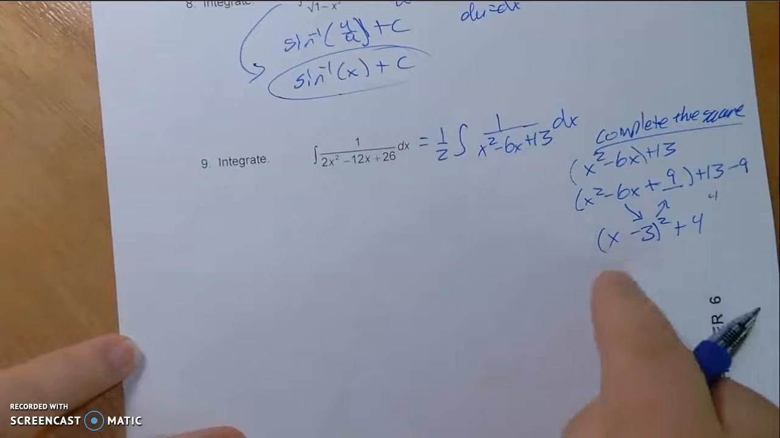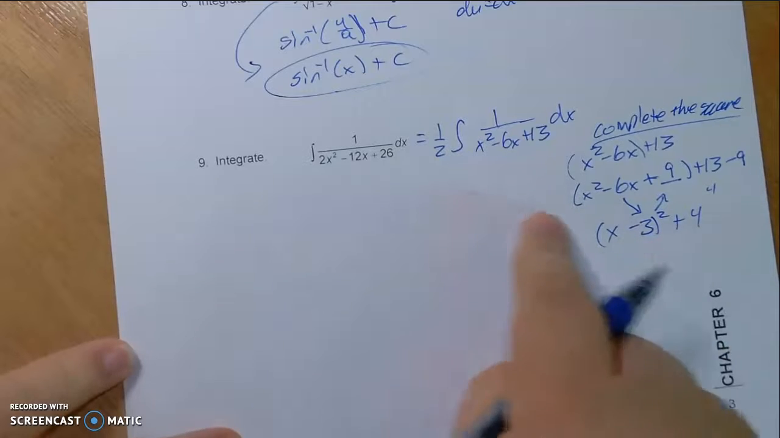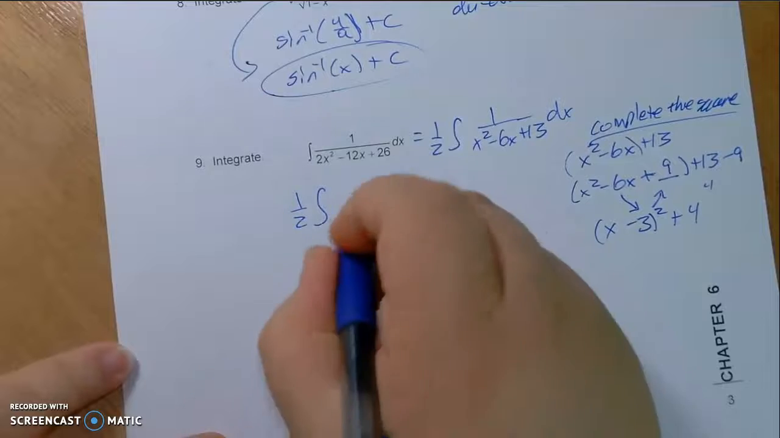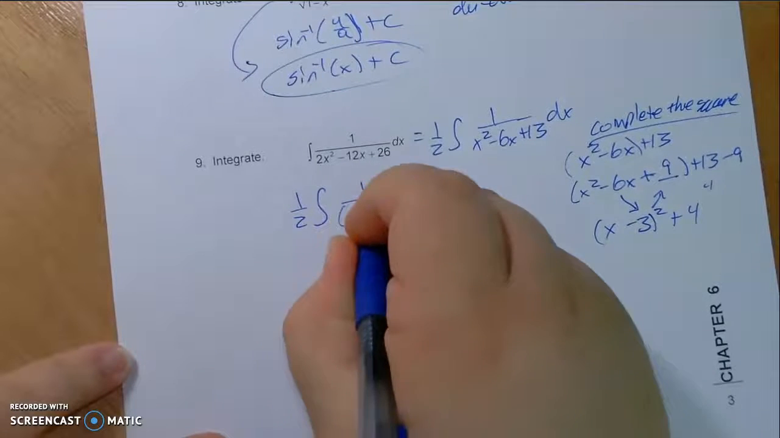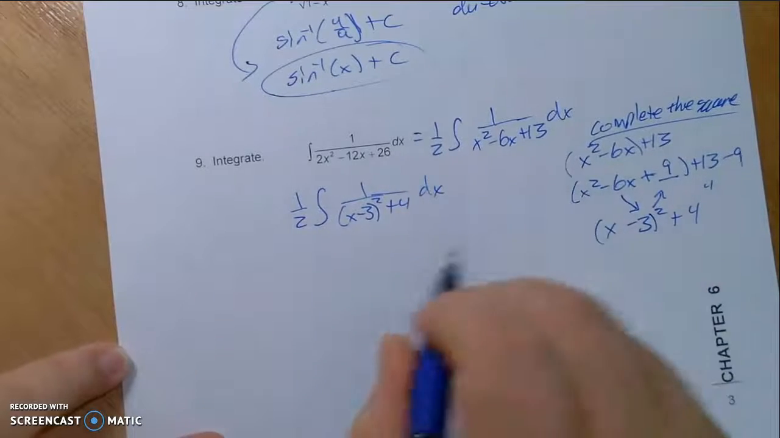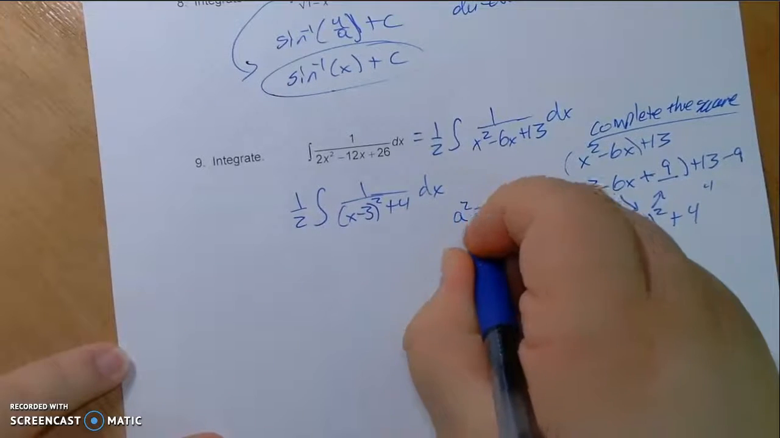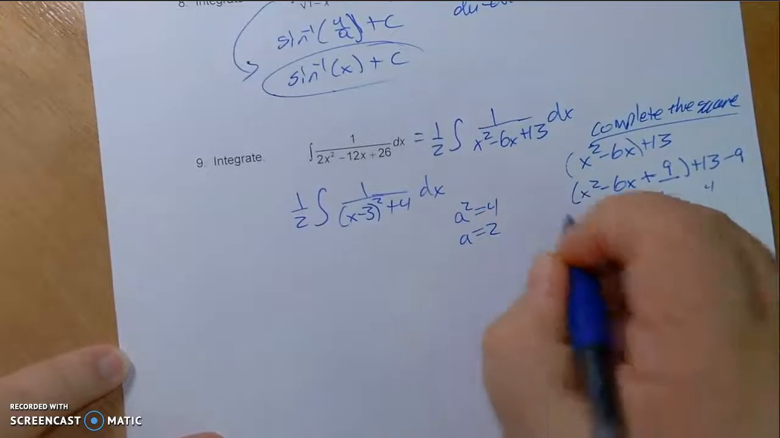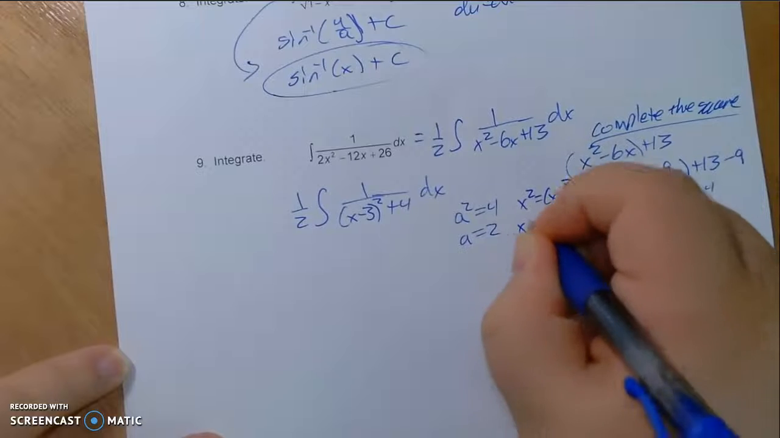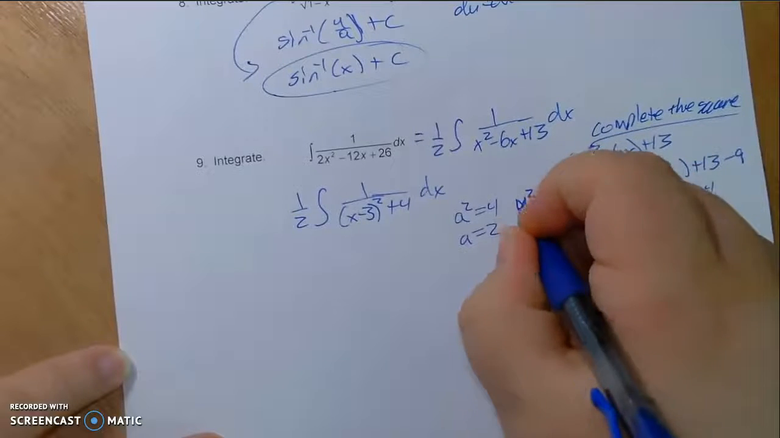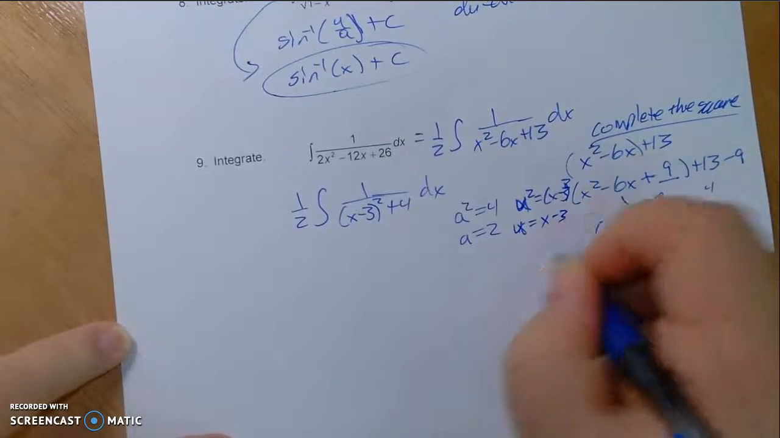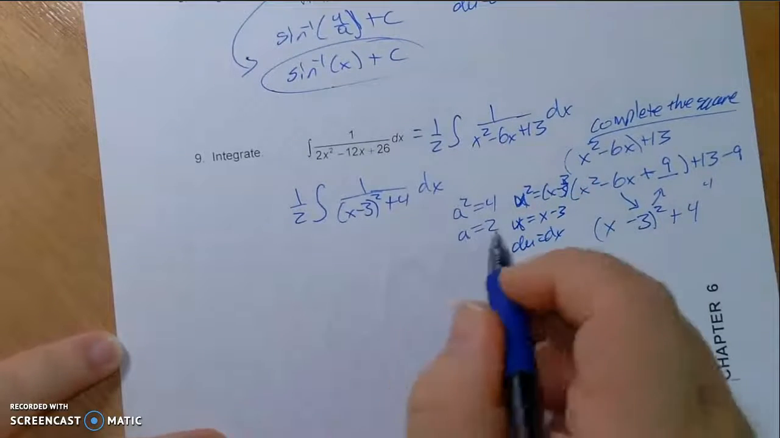So this does work out to be the form for inverse tangent. So writing it pretty over here, we have 1/2 times the integral of 1 over x minus 3 squared plus 4 dx. Start making our substitutions. We see that a squared is 4, so a is 2. u squared is x minus 3 squared, so u is x minus 3, so du is dx, so that makes substitution simple.